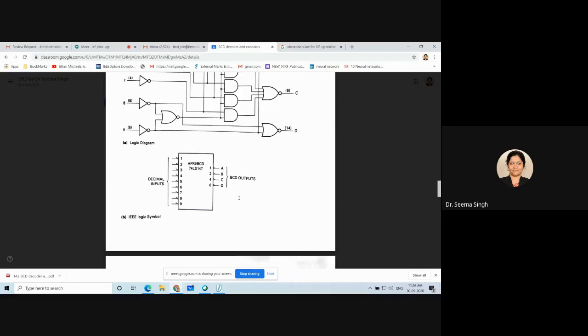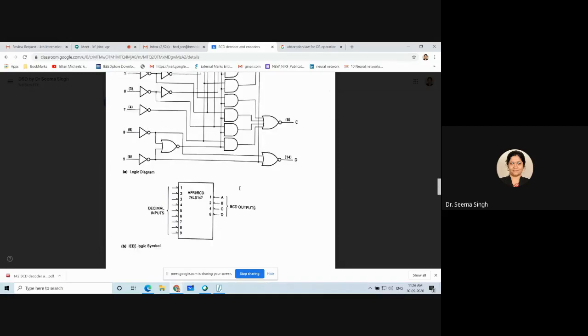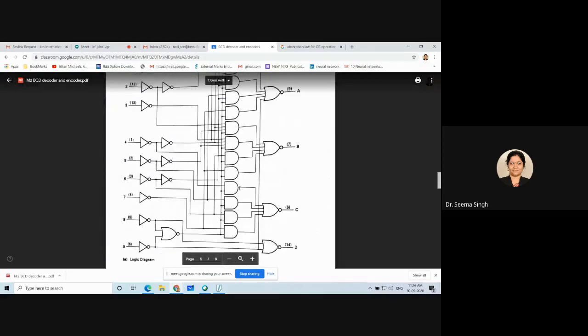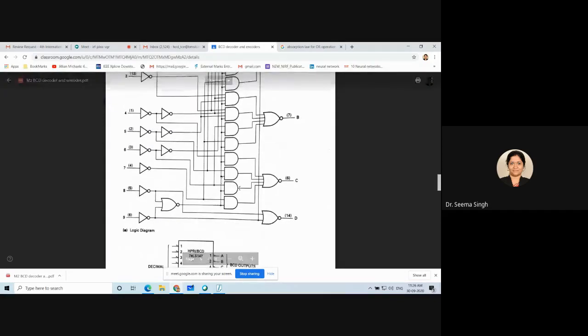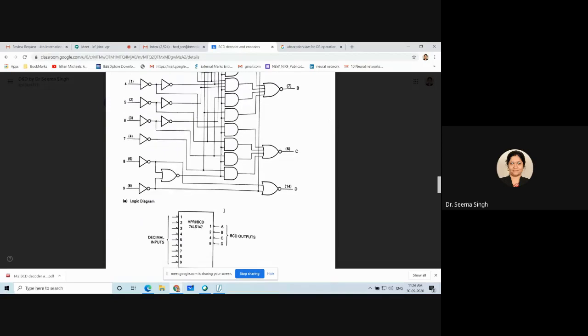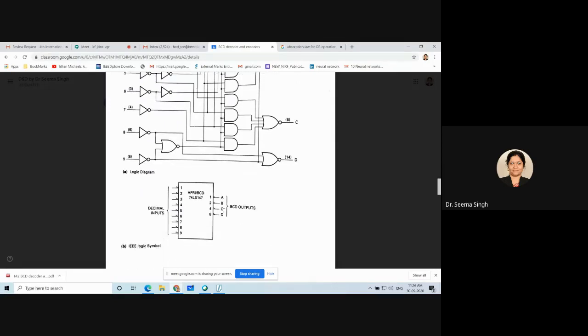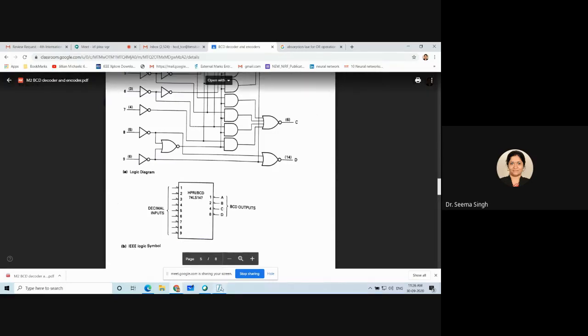I wanted to make you understand the importance of these decoders and encoders with a current application, whatever we see around us. Yesterday I had discussed the priority encoder with active low input and active low output, and I gave you this example today. Now I want to tell you the connection, which you need to understand. Now let us go back to the next part of our class.